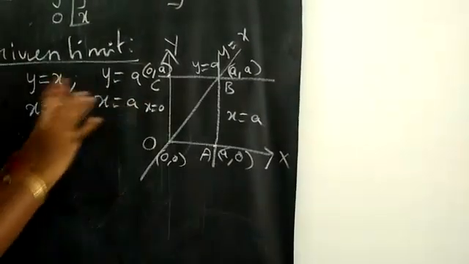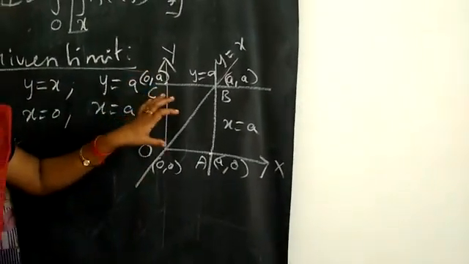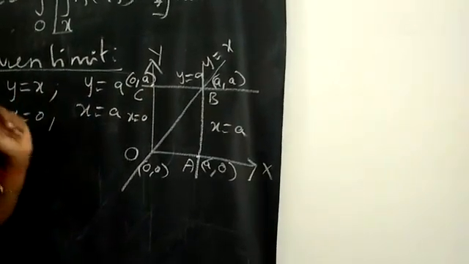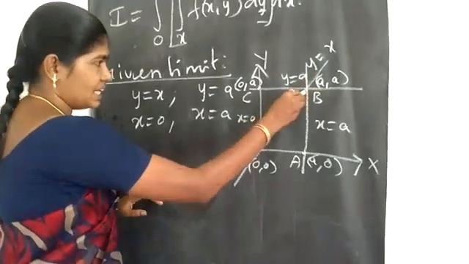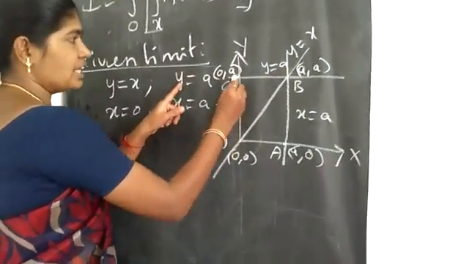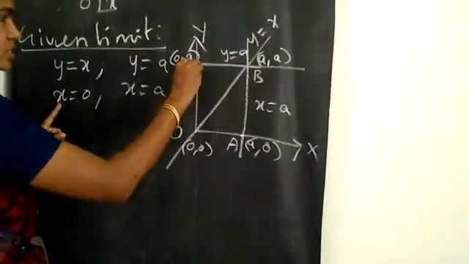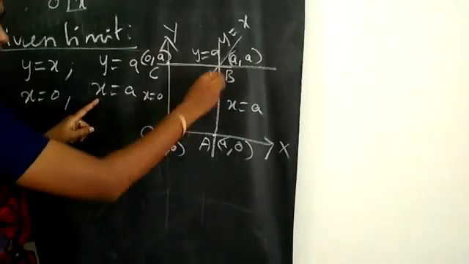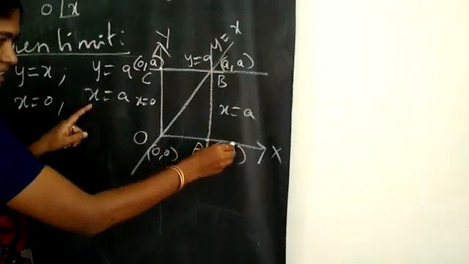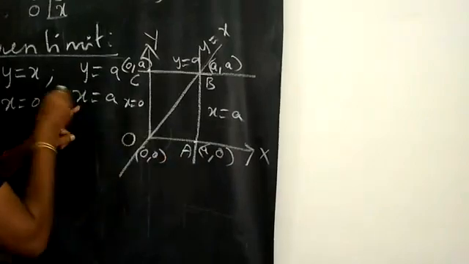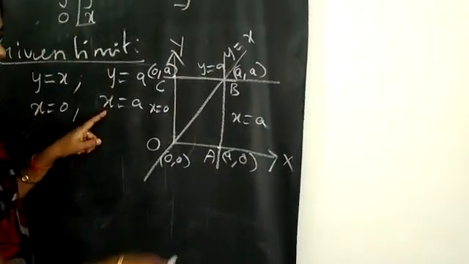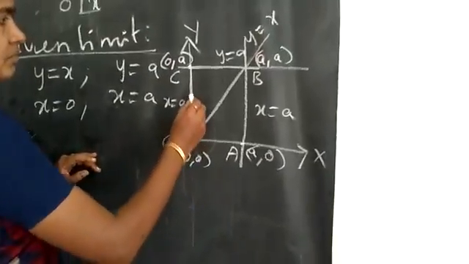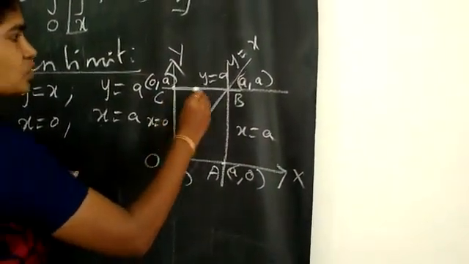After marking this diagram, we need to construct the region of integration. What is that? We need to construct the region of integration using the line y equals x, the line y equals a, and the line x equals 0, and then x equals a. The line y equals 0 is not given in our limits, so that is why the region of integration is this one only.